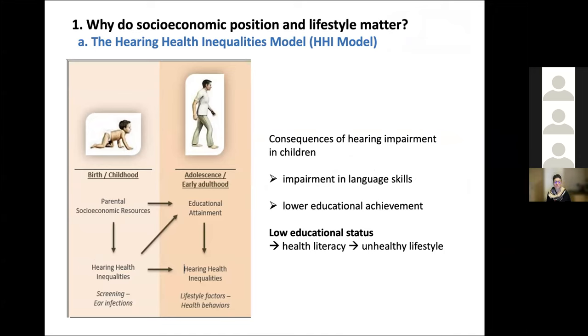In turn, consequences of hearing loss in children can include the impairment in language skills and lower educational achievement compared to children with normal hearing. The lower educational status is also related to the lower health literacy, which is a common issue among people of a lower socioeconomic position. And that can explain why individuals of a lower socioeconomic position adopt an unhealthy lifestyle with high levels of smoking and alcohol consumption, higher body mass index, and lower levels of physical activity, which are all risk factors for hearing loss.